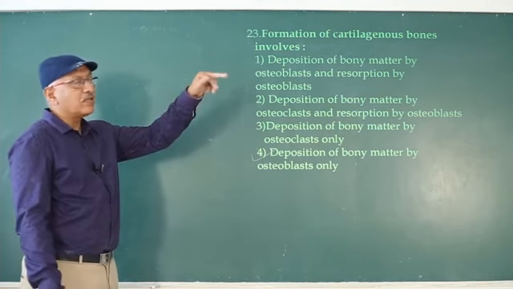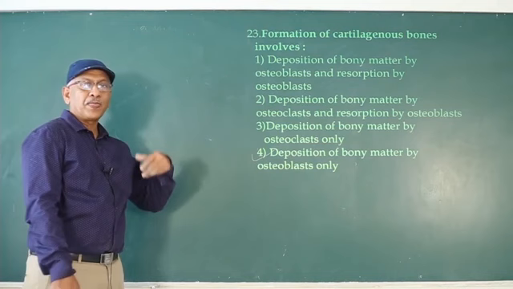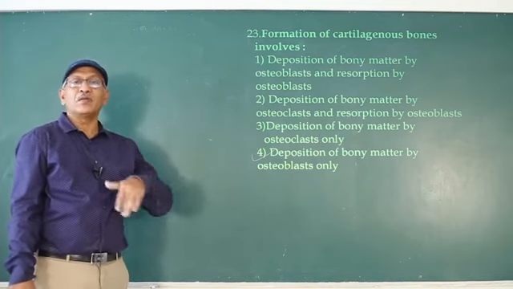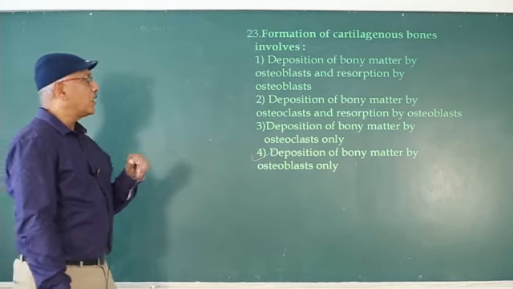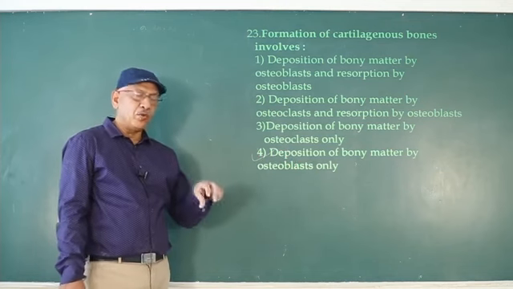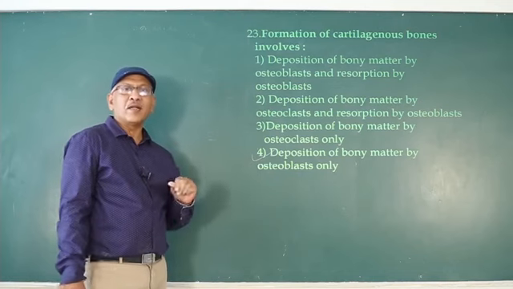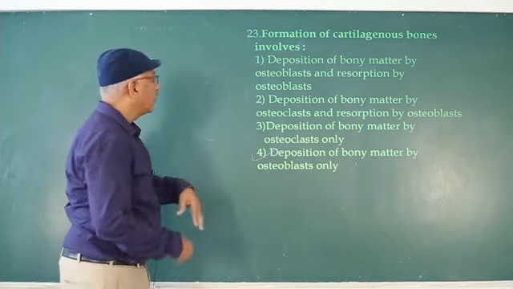Such bones are known as cartilaginous bones or replacing bones or endochondral bone. Endochondral means the bone is formed within the cartilage. How are cartilaginous bones formed? The osteoblasts deposit bone matrix in the cartilage. As a result, cartilage is converted into bone. So the fourth one is correct.